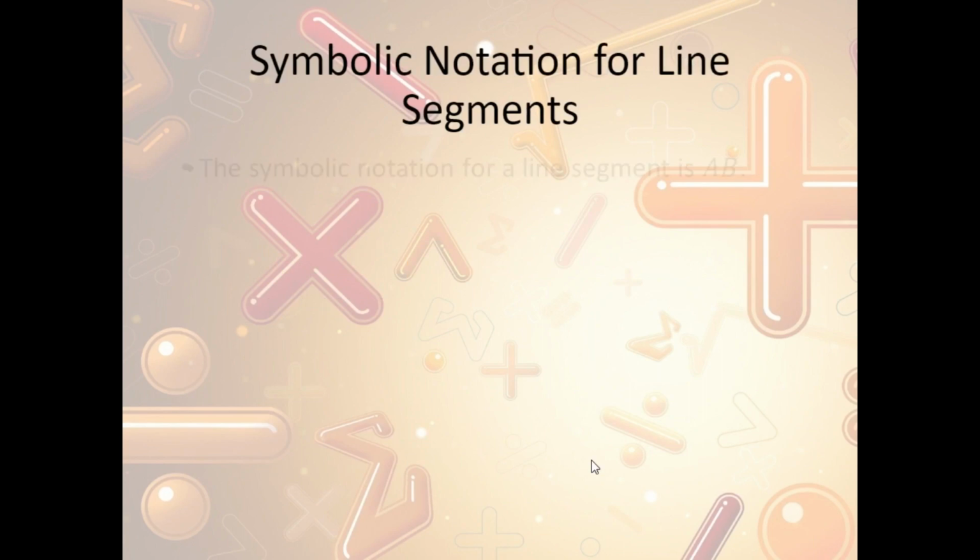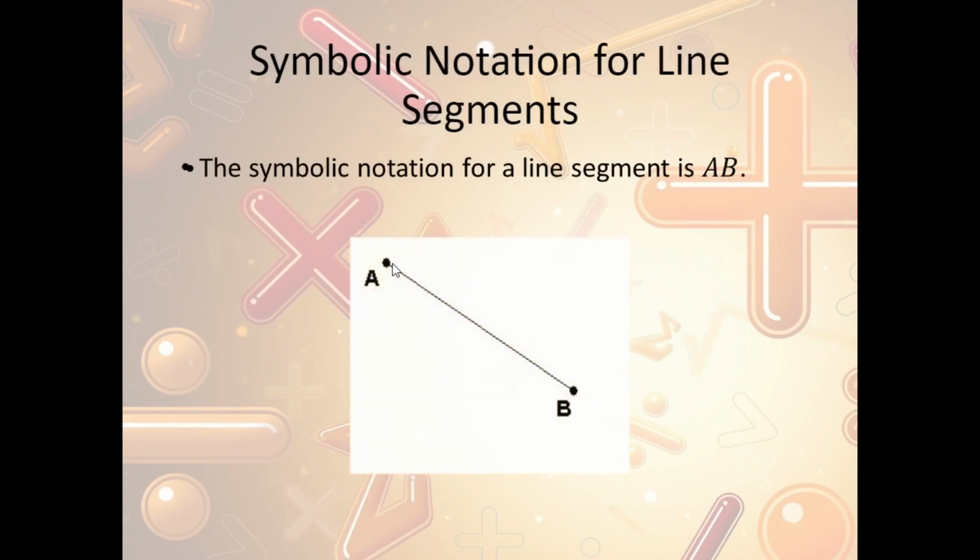Symbolic notation for line segments. When we talk about a line segment, we label it as AB. So it's the two endpoints, A and B. So if this is A, this is B, we would call this segment AB. And it's written just like this.